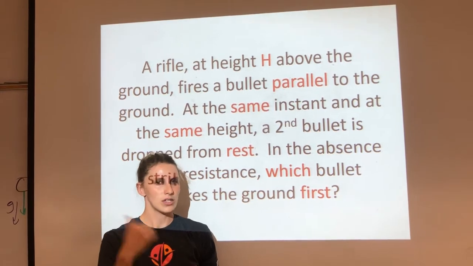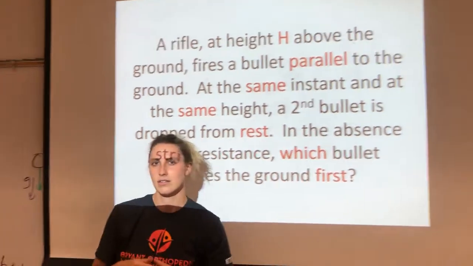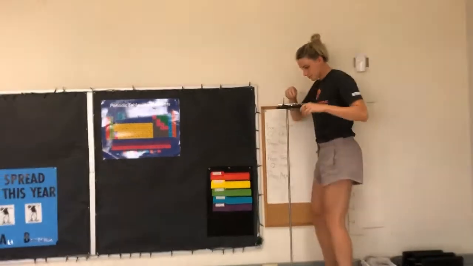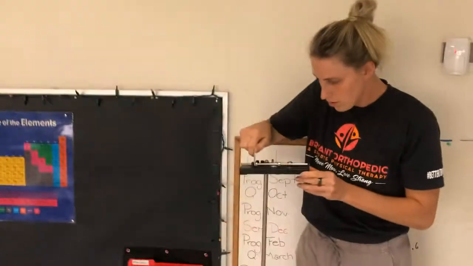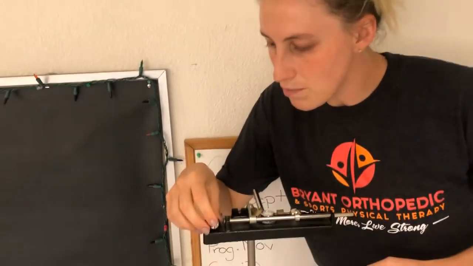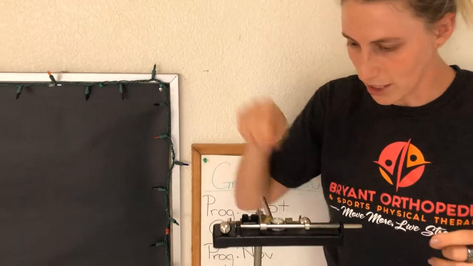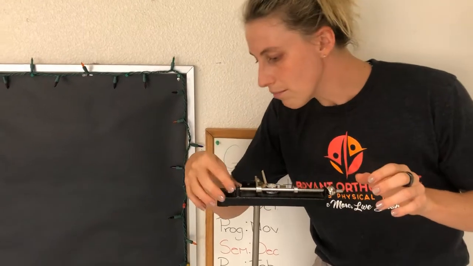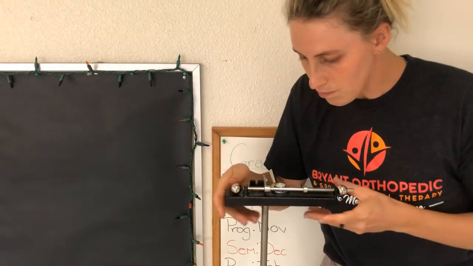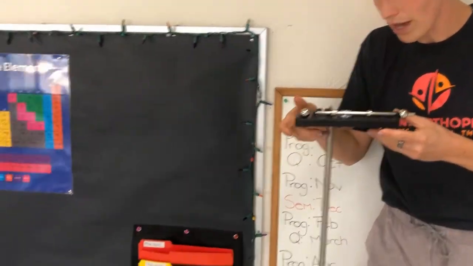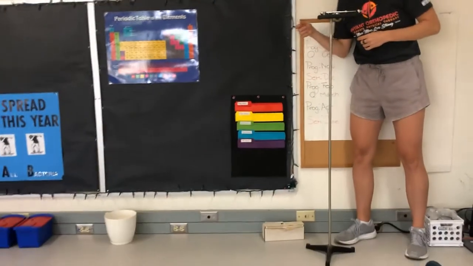And then let's go ahead and do our demo one more time to help you think about this. So we have the gun fires a bullet, and one of the bullets is being shot out of the gun. It's being projectiled off that way. And then the other one is just being dropped from the same height though. Make sure it's level, okay? And the question is, which bullet strikes the ground first?